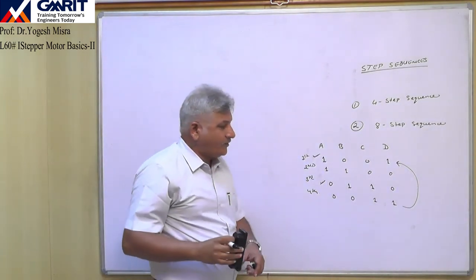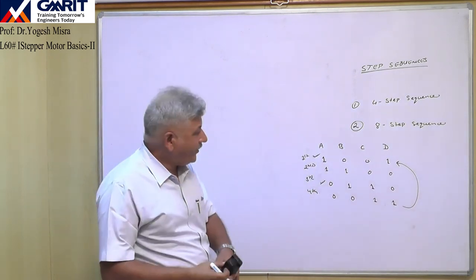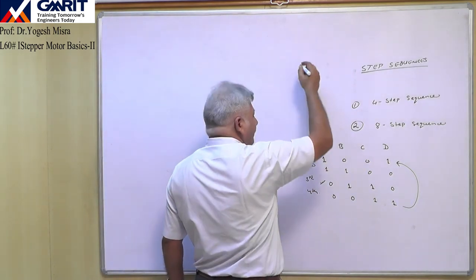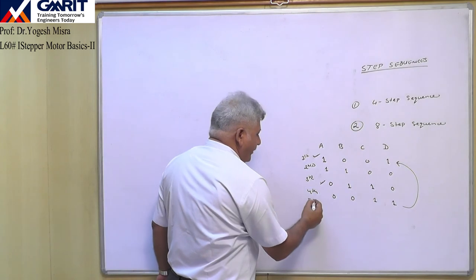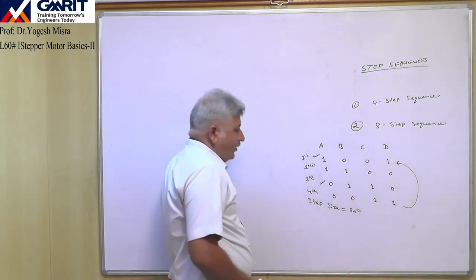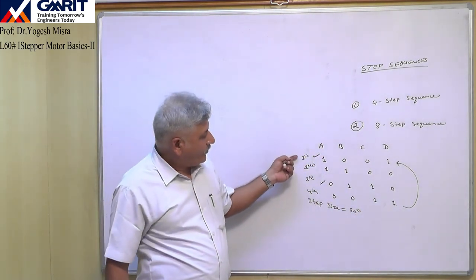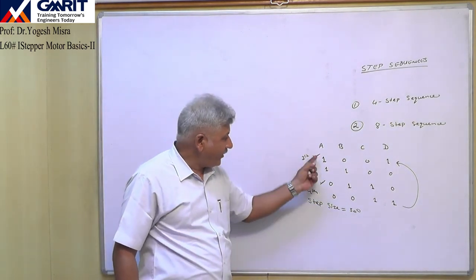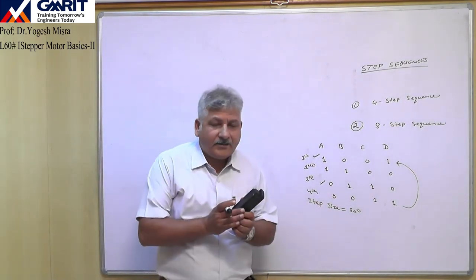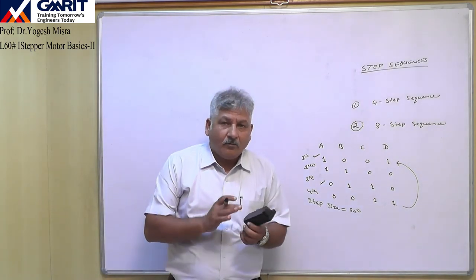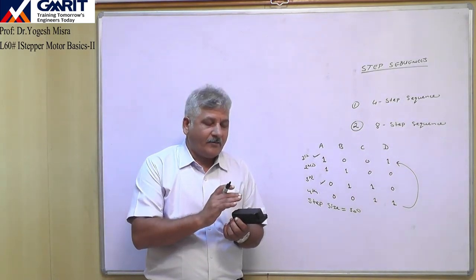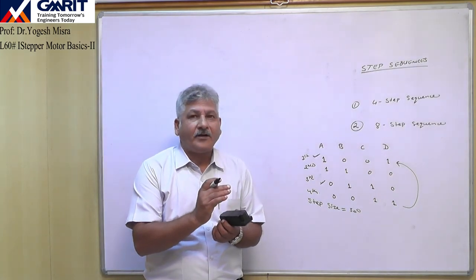There is another sequence which is the 8-step sequence. Now in case of 8-step sequence, what will happen? Suppose our motor step size is 30 degree. So in 4-step sequence, each step will rotate the motor by 30 degree, and finally with the 4 steps motor will rotate 120 degree. But to increase the resolution, the motor is the same with step angle 30 degree, but now I want more resolution, so that with one step the motor should rotate only 15 degree.